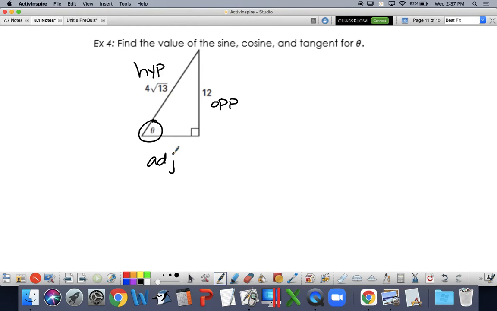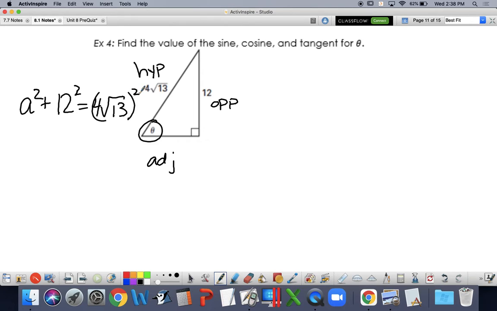I don't know theta, so I can't necessarily use trig identities right now. What's the good old Pythagorean theorem? I know, we get so involved in trig that we sometimes forget that I can just use the Pythagorean theorem. So I get adjacent squared plus 12 squared equals 4 square root of 13 squared.